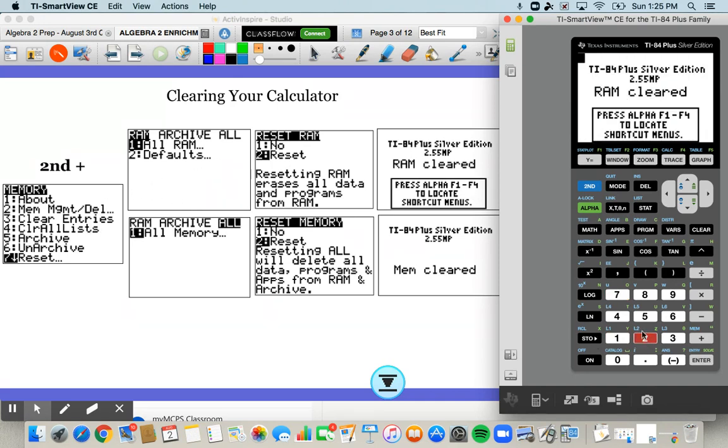Then 2 will reset it, and I'll see this screen. What I will look for before a test and after a test, or for a quiz that involves a calculator, is for this screen to be popped up.